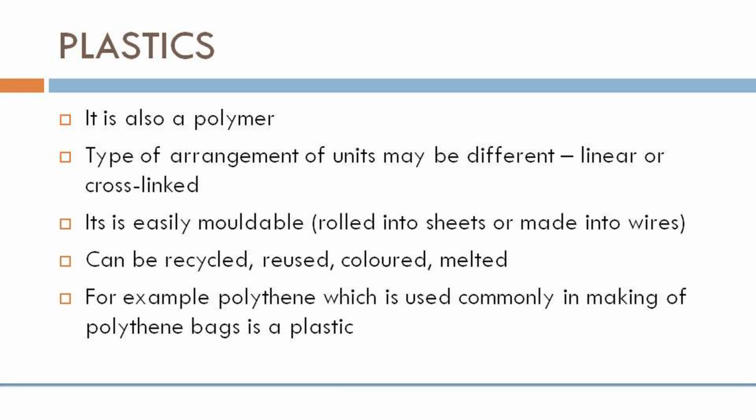Plastic is also a polymer. There may be two different types of arrangement of units, which is linear or cross-linked. Plastic is easily moldable, that is, it can be rolled into sheets or made into wires. Plastics can be recycled, reused, colored, and melted. For example, polythene, which is commonly used in making polythene bags, is a plastic.